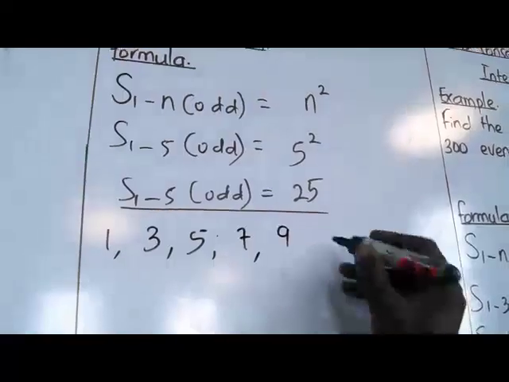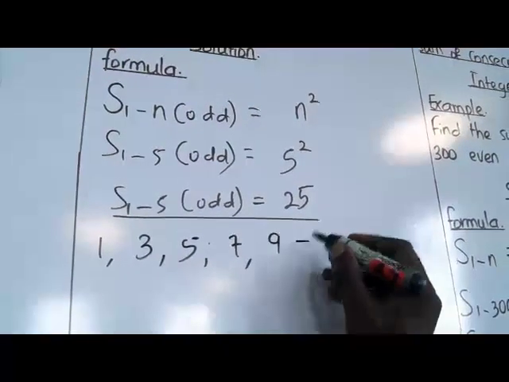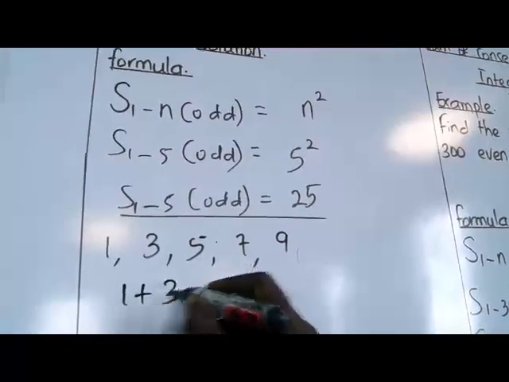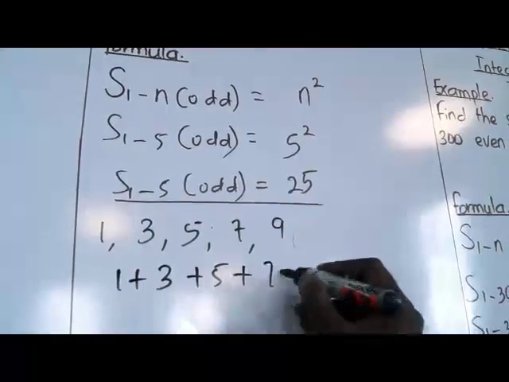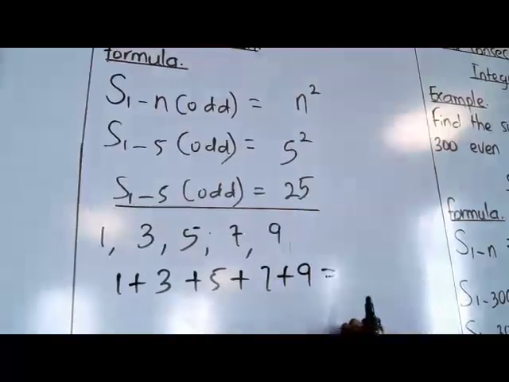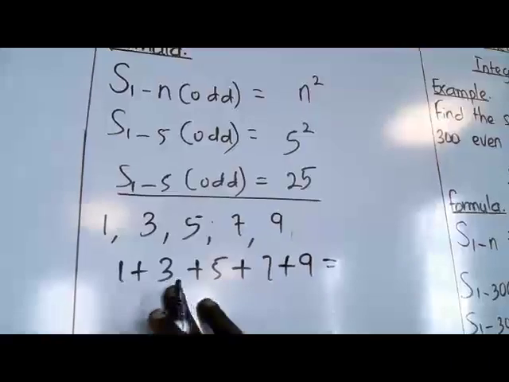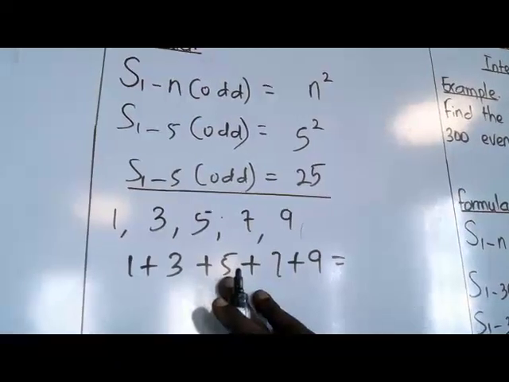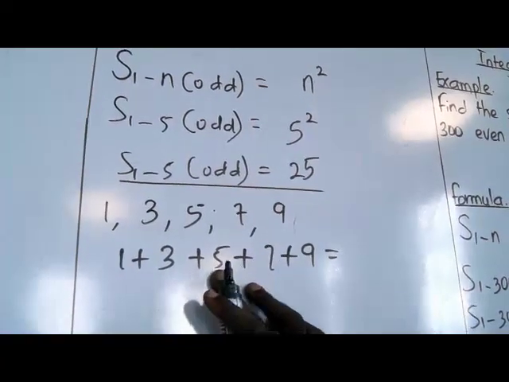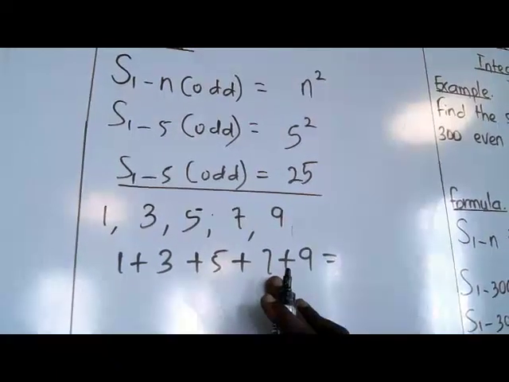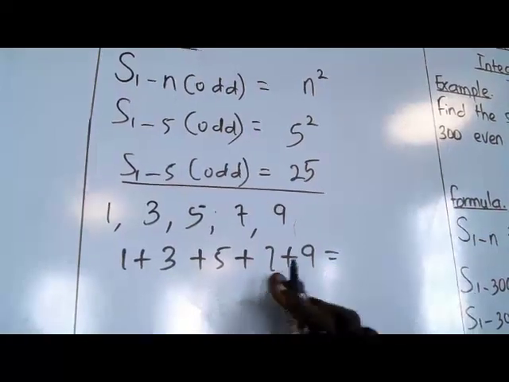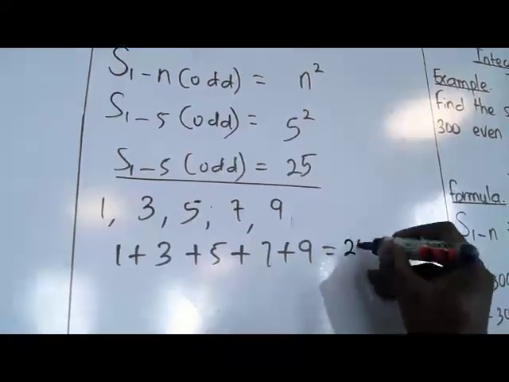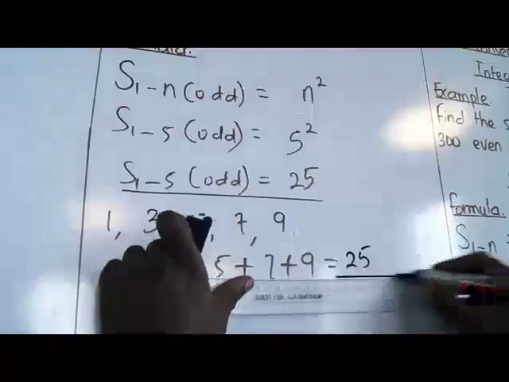If you try to add these manually, we'll be having 1 plus 3 plus 5 plus 7 plus 9. Let's see what we get. This is 1 plus 3. That's 4. The 4 plus 5 gives 9. 9 plus 7 gives us 16. And 16 plus 9 gives us a total of 25. So that means this formula is valid.